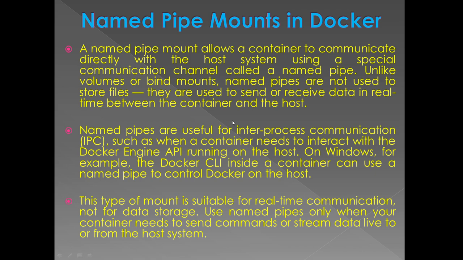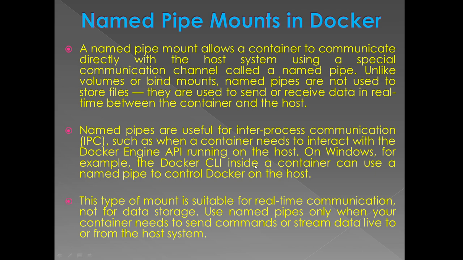These are the commands. And another one is named pipe mounts in Docker. A named pipe mount allows a container to communicate directly with the host system using a special communication channel called a named pipe. Unlike volumes or bind mounts, named pipes are not used to store files. They are used to send or receive data in real time between the container and the host. Named pipes are useful for inter-process communication (IPC), such as when a container needs to interact with the Docker Engine API running on the host on Windows.